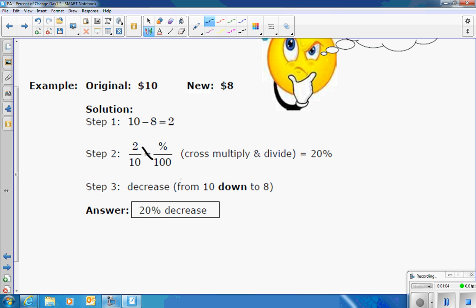From there, you cross multiply and divide, and after getting your multiplication equation, you figure out that it changed by 20%. And it went down, so it's a decrease.